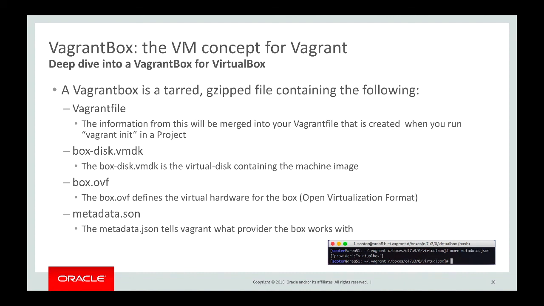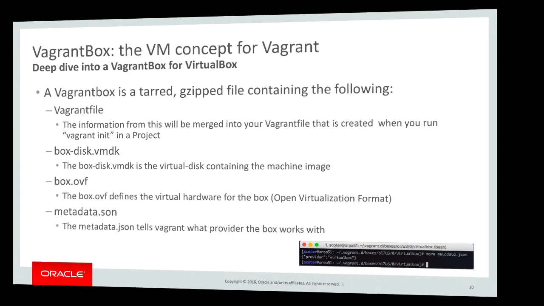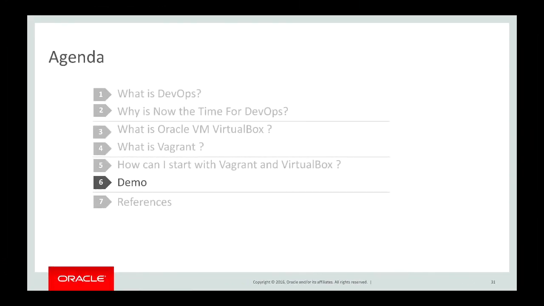Then we have the OVF configuration file that defines the virtual hardware for the box, based on the Open Virtualization Format. And then we have the metadata JSON file that contains Vagrant metadata information, like, for example, which provider the box works with. So here we are. I'm now going to show you a brief demo on how you can start to play with Vagrant, VirtualBox and Oracle Linux on your own laptop or desktop environment.